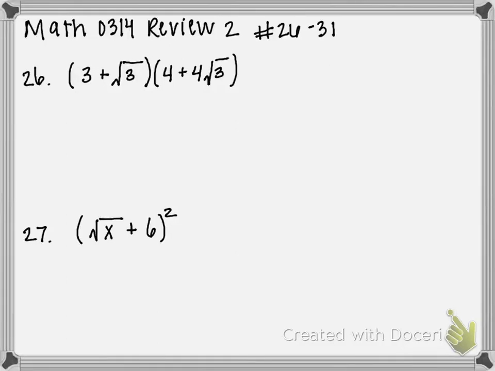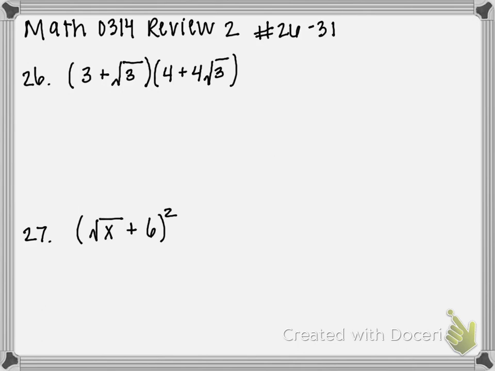On to number 26 through 31. Instructions are to perform indicated operation and simplify. So if you take a look at 26, we're multiplying with radical expressions, which makes it a little more challenging than when we just have x's. But 26, we have a binomial times a binomial. So 3 plus the square root of 3 times 4 plus 4 square roots of 3.